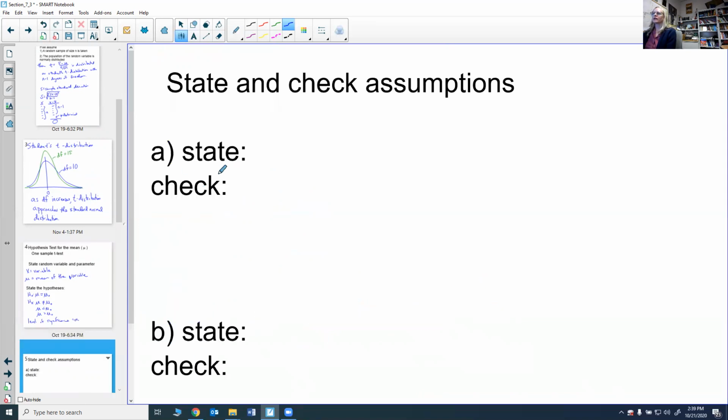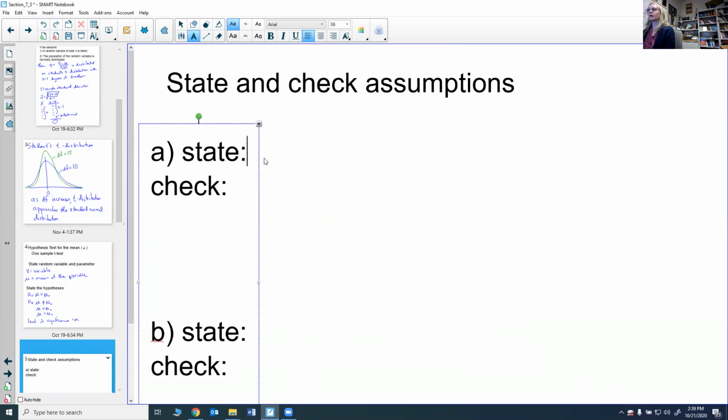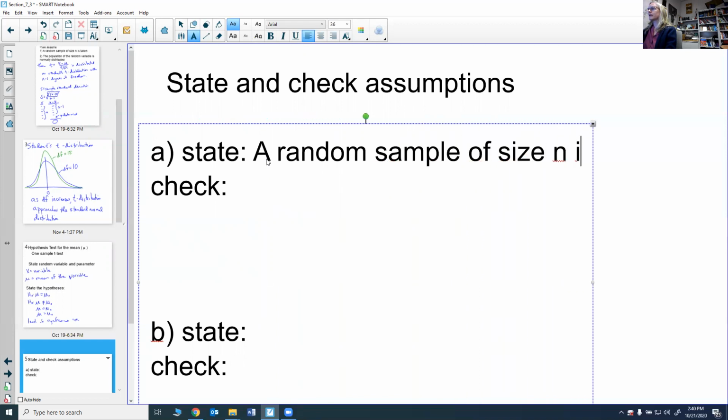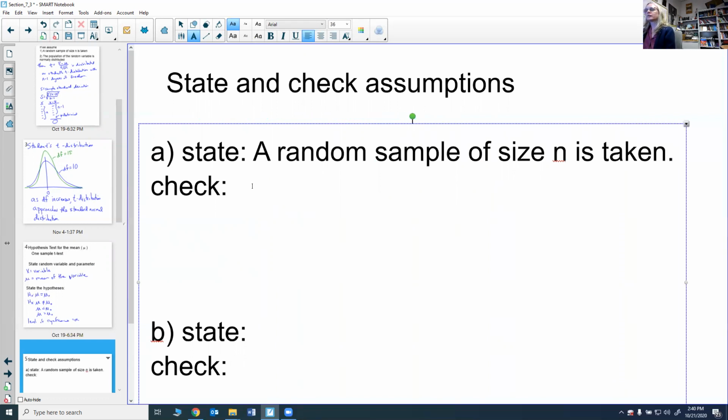Once you have that, you then go on to state and check your assumptions. This is kind of nice because W.S. Gosset already did this for us. He already stated our assumptions for us. We just didn't notice it was stated that way. And the first assumption is we have a random sample of size n is taken. That was his first assumption. So that should be your first assumption here.